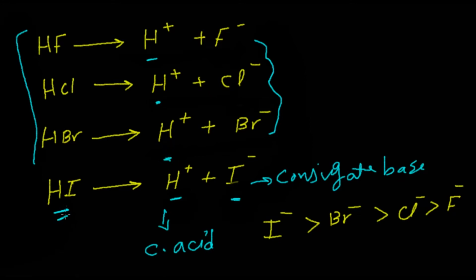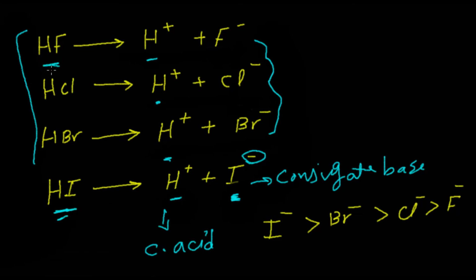The reason why hydroiodic acid is the strongest out of them is due to the stability of the conjugate base, which is the iodide ion. As the stability of the conjugate base increases, the acidity or the acid strength increases. When we take a look at this iodide ion, the negative charge on the iodide ion can be distributed over its large size. So it's the strongest acid out of them.